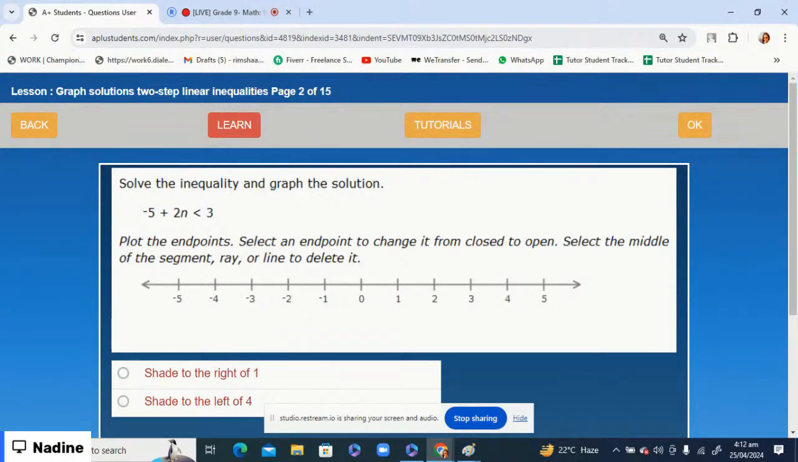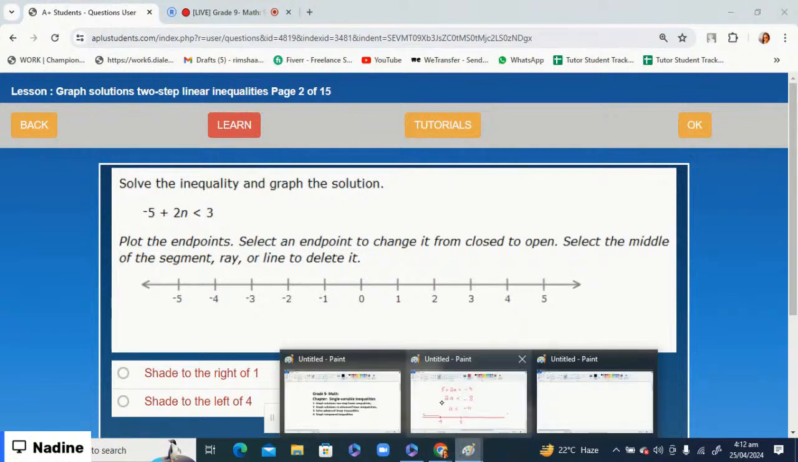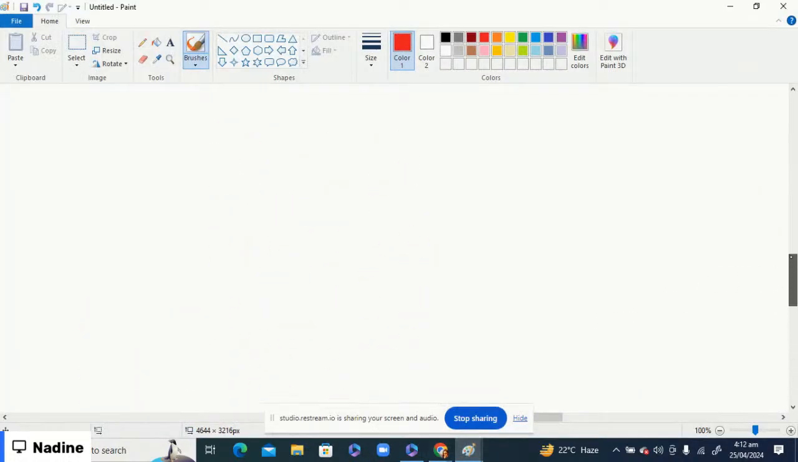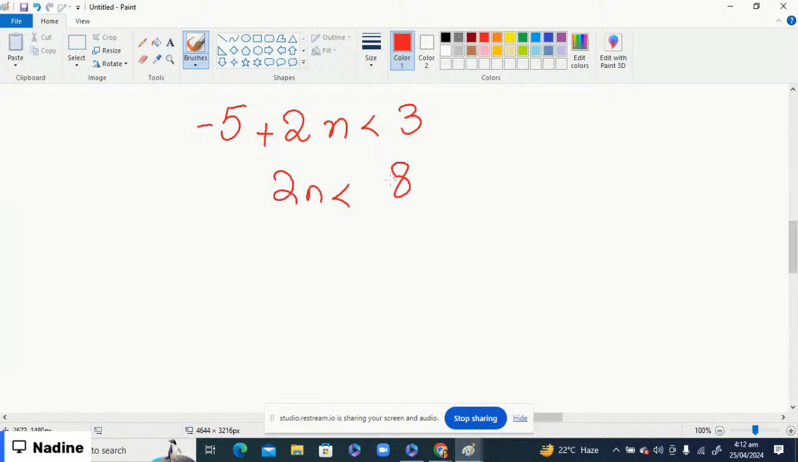Solve the inequality and graph the solution. Minus 5 plus 2n is less than 3. Then adding 5 to both sides and dividing both sides by 2, now n is less than 4.